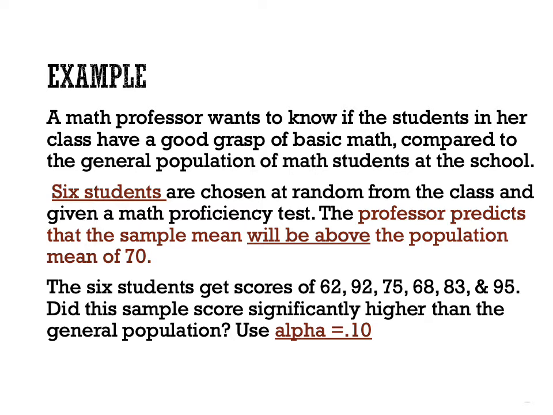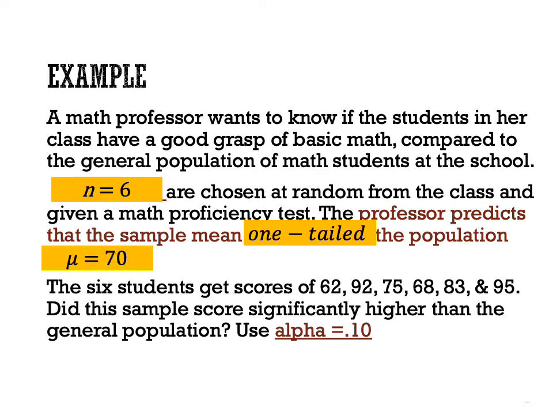So we're going to make a list of all the information that we have. So what do we have? We have the sample size. We know that n equals 6. There's 6 students in the sample. We also see that the professor predicts that the sample mean will be above the population mean. So we know the direction. This indicates a specific direction. So this is going to be a one-tailed test. We expect it to be positive because she expects that it will be higher above the mean. We also know the population mean, or the mu, is equal to 70. So the general population of students at the school as a whole have a mean score of 70.